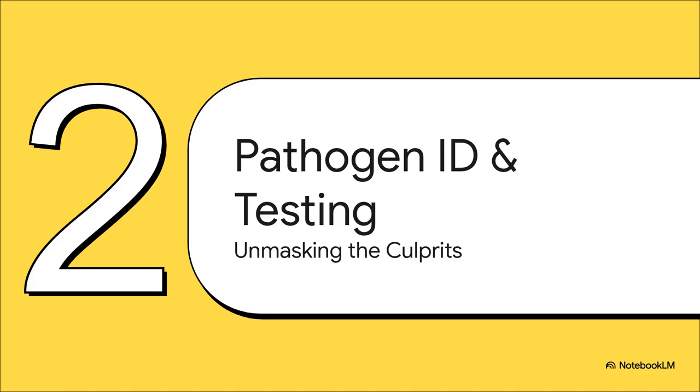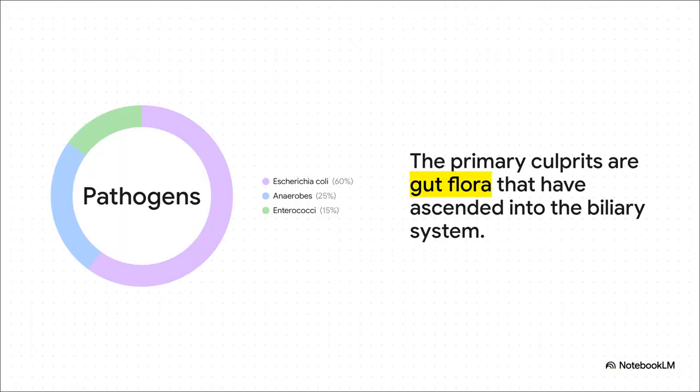Okay, so once we have a strong clinical suspicion, our focus has to pivot to the microbiology. We need to unmask the pathogens responsible because that's what's going to guide our initial antibiotic choices and eventually our definitive treatment. The good news is the microbiology here is pretty predictable, and it makes perfect sense when you think about it. The main culprits are the gut bacteria that have made their way up from the duodenum.